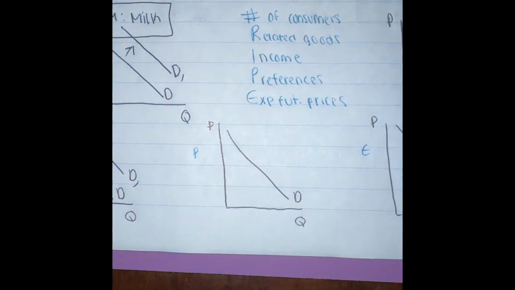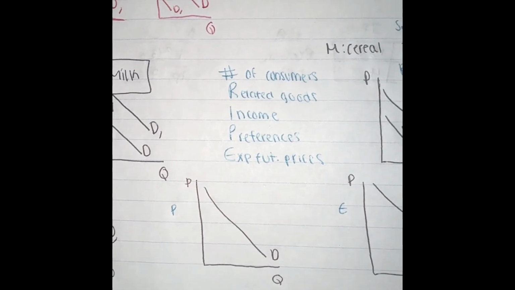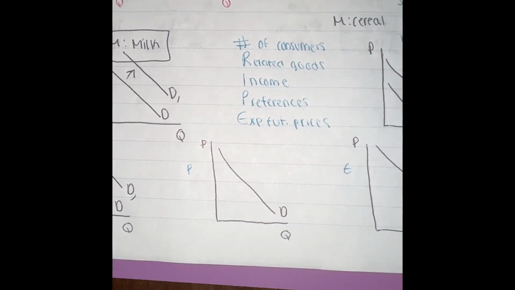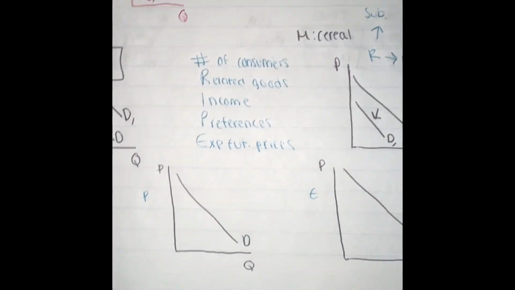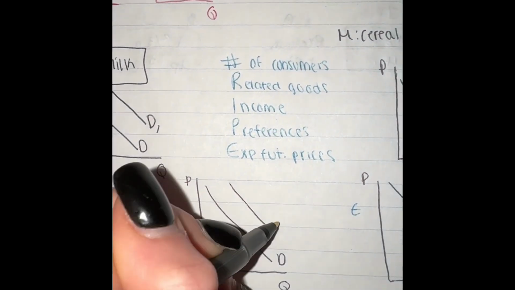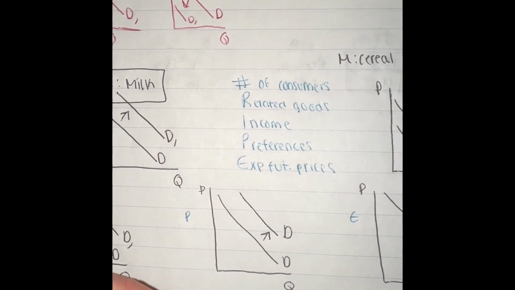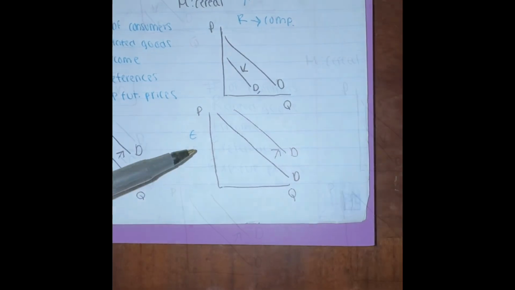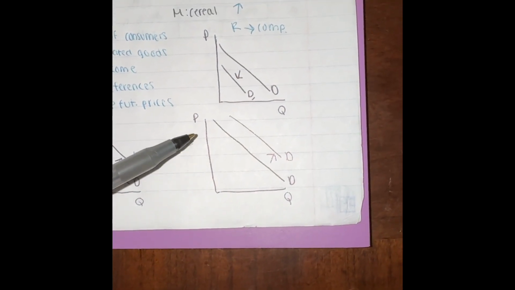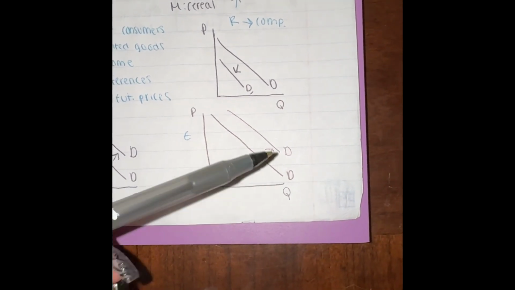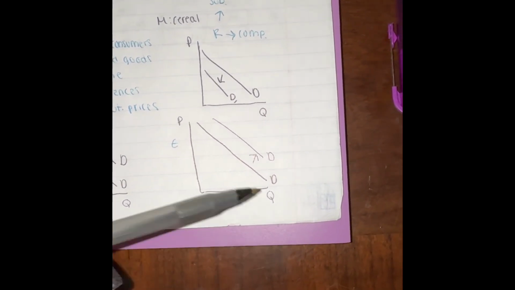Next determinant is preferences. So for example, let's say that people's preference for milk goes up, and so everyone wants milk now. That would lead to an increase in demand, which is a rightward shift, causing an increase in price, but also an increase in quantity. Lastly, with expected future prices, let's say consumers are expecting the price of milk to increase. This would lead to an overall increased shift in demand with an increase in price and an increase in quantity demanded.